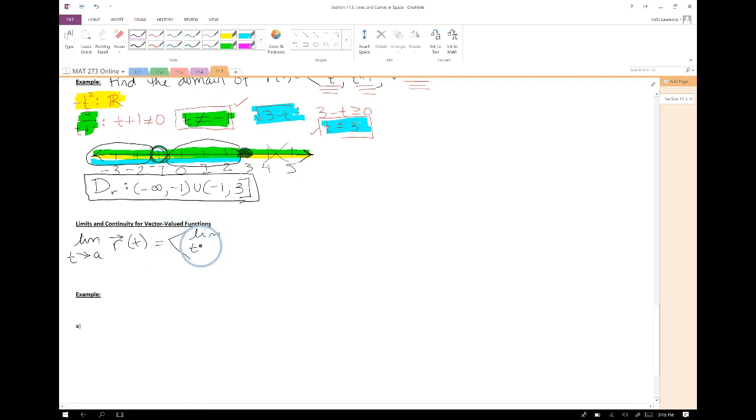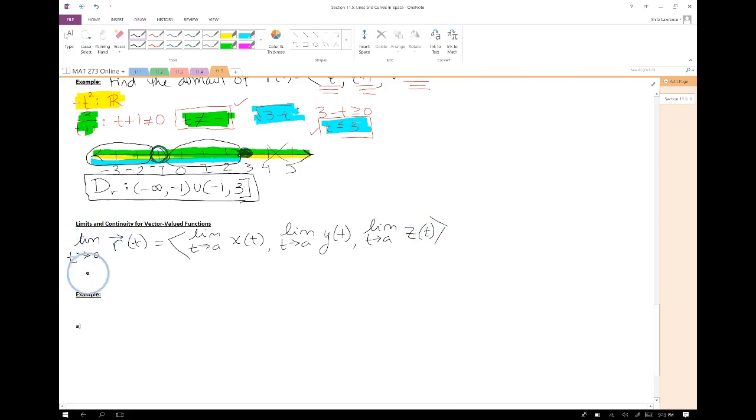So the limit as t approaches a for the x component, and then the limit as t approaches a for the y component, and the limit as t approaches a for our z components. So it's really just 3 problems in one.